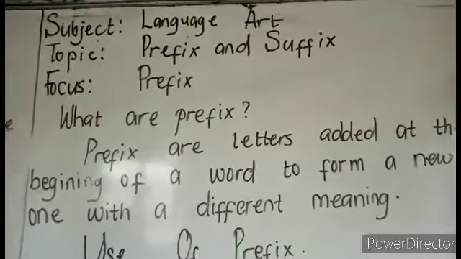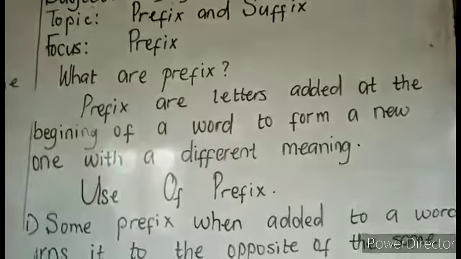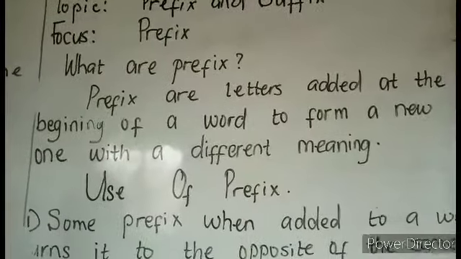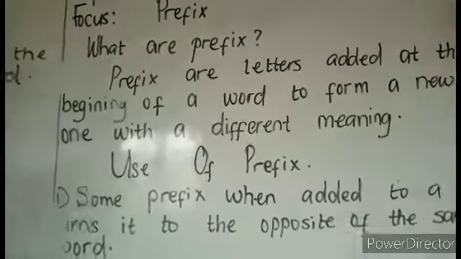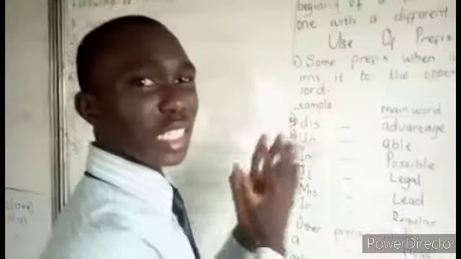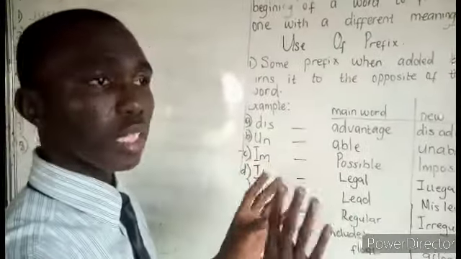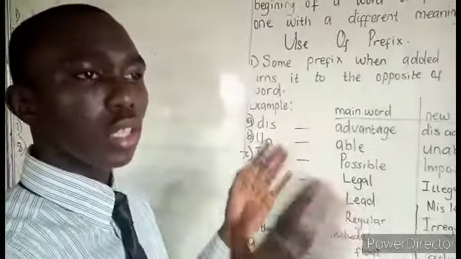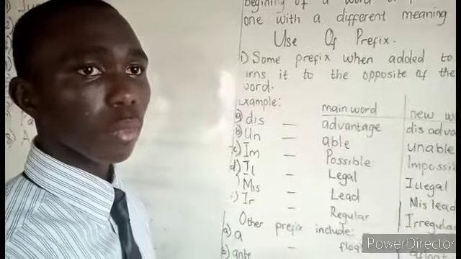So what are prefixes? Prefixes are letters added at the beginning of a word to form a new one with a different meaning. That means there are groups of letters that are added at the beginning of a word to form a new meaning. When they are added to another word, they change the meaning of that particular word.